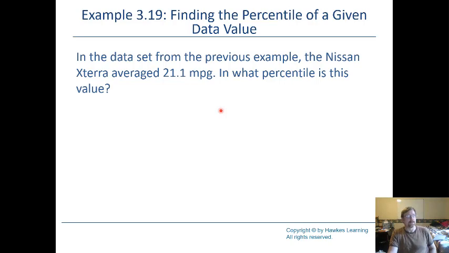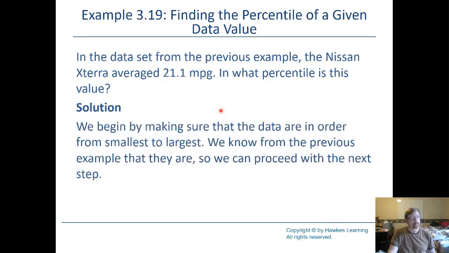Okay, so if we're using the last data set, we've got a car that averaged 20.1 miles per gallon. There's a couple of 21.1s. I could look at this and count where it is. If you've written the data down or have access to it, go ahead and do that and move on when you're ready. We have the data in order.